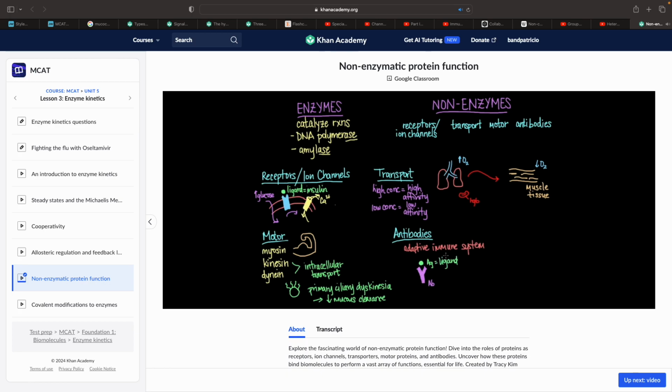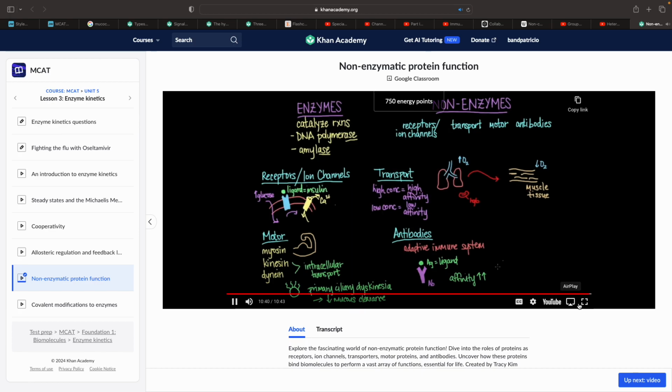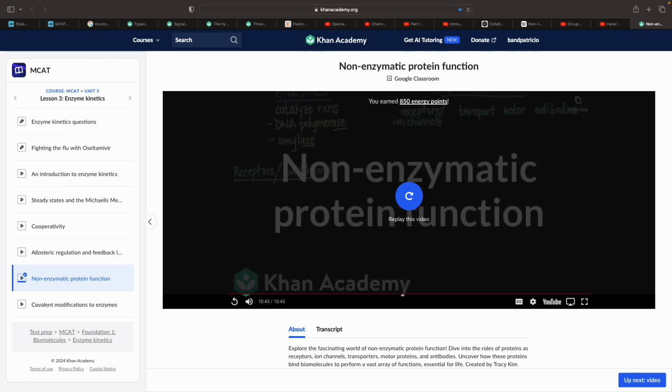So you can think of antibodies as being like little red flags for the body's immune system, letting us know that, hey, this thing is not supposed to be here, we need to get rid of it somehow. And it's important to know that an antibody's affinity for its target antigen is extraordinarily high. So the affinity is strong, really high. And so there you have it. You can see all the different types of non-enzymatic roles or functions that proteins can play, either as receptors or ion channels, as transport proteins, motor proteins, and then highly specific antibodies in our immune system.